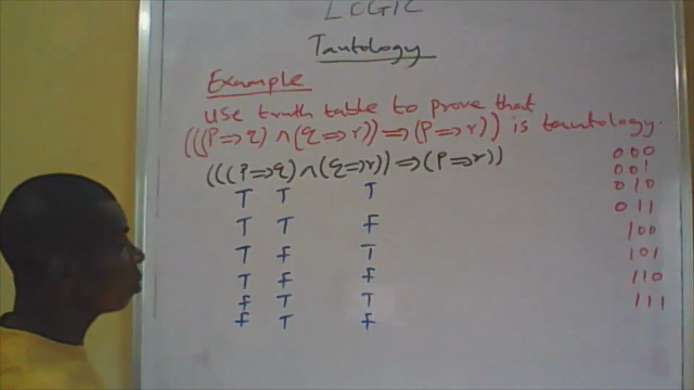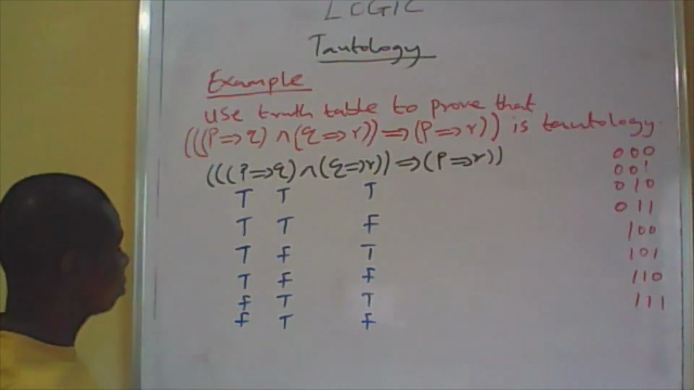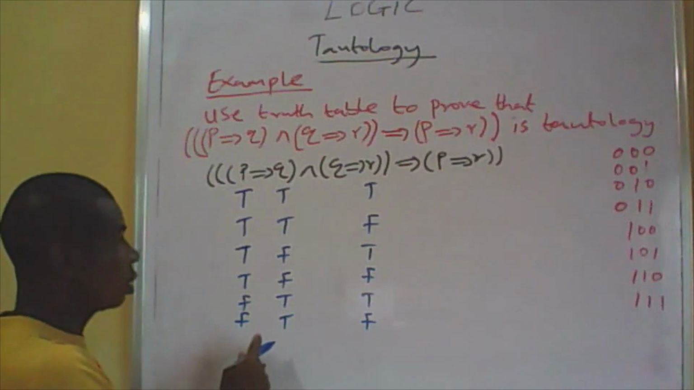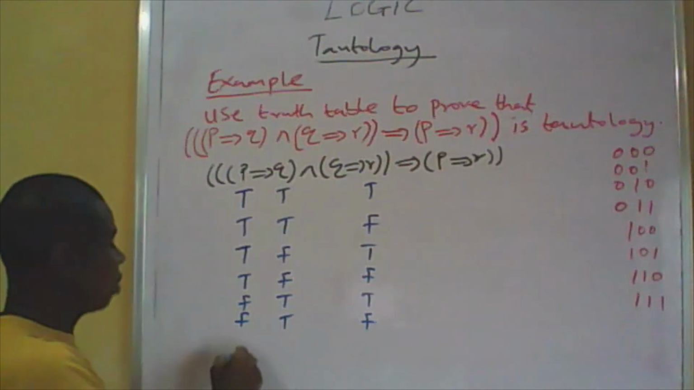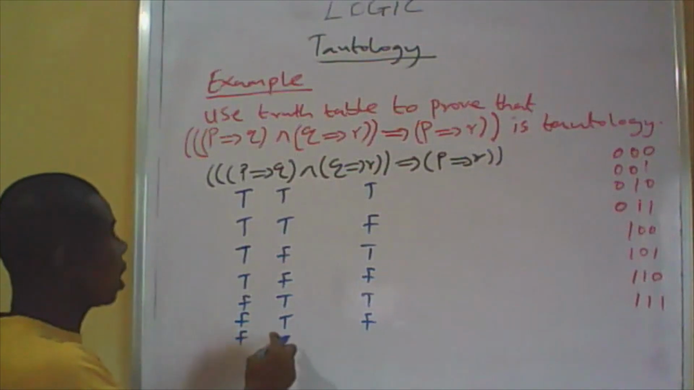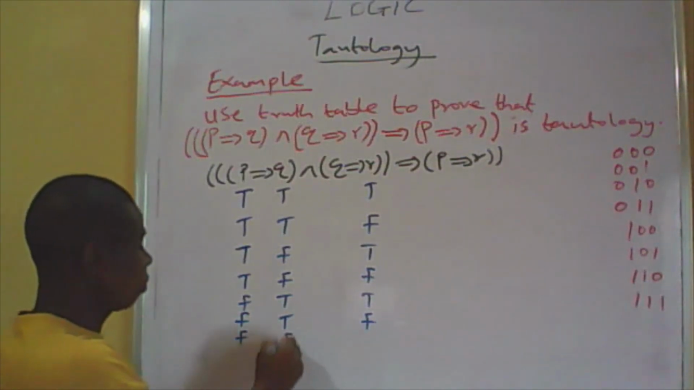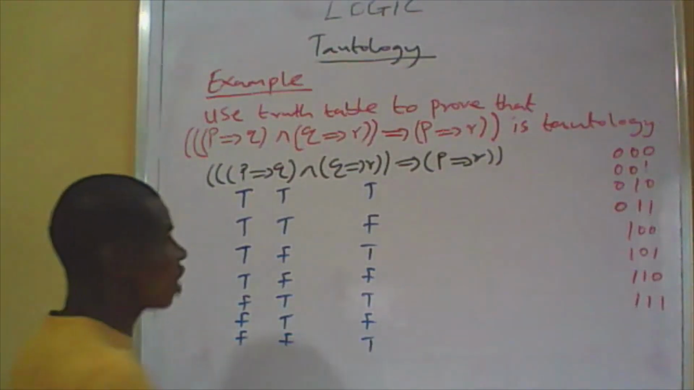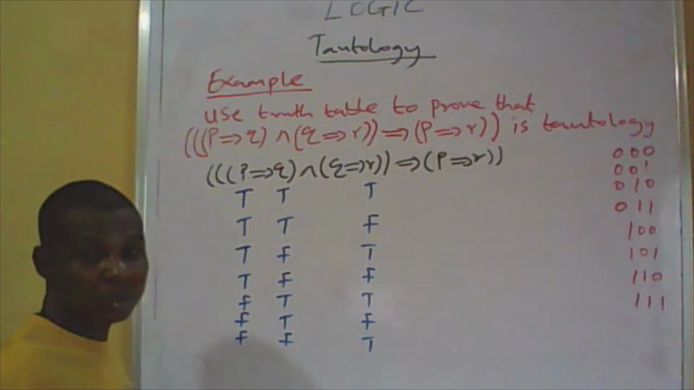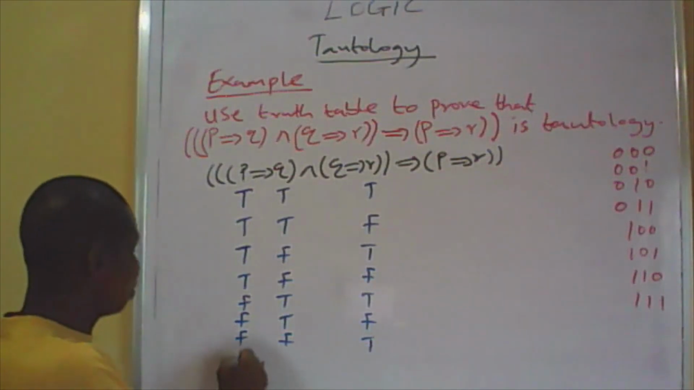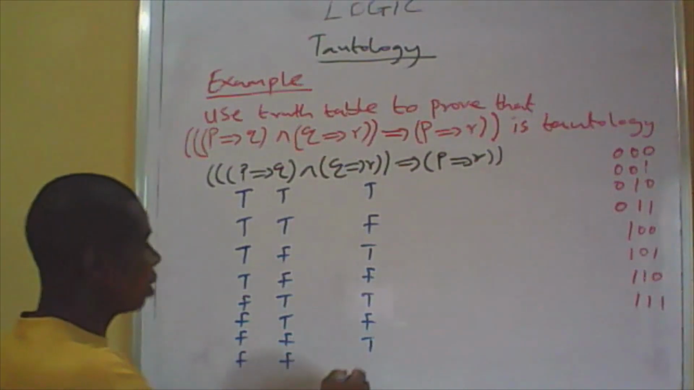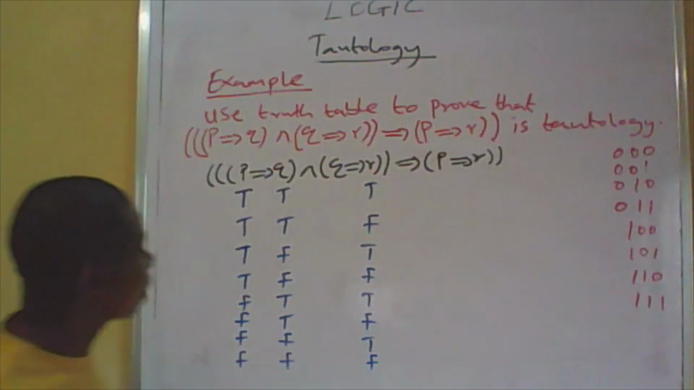Then we have 001. That means 0, 0, 1. Under P, we have F. Under Q, we have F. Under R, we have T. Last one is 0, 0, 0. That means under P, we have F, Q, F, then R, F. That is that.